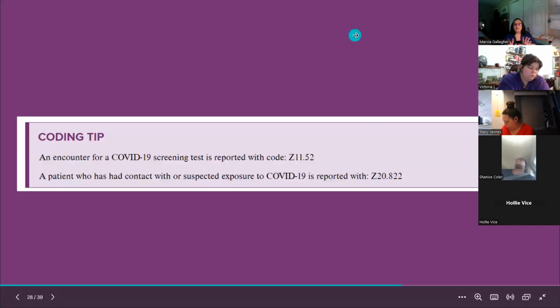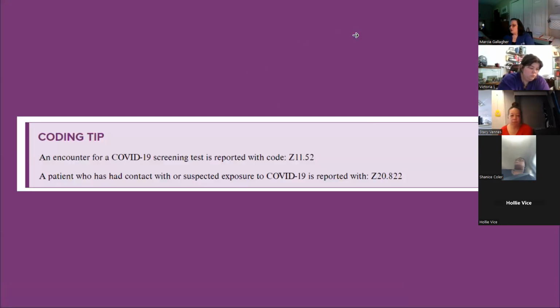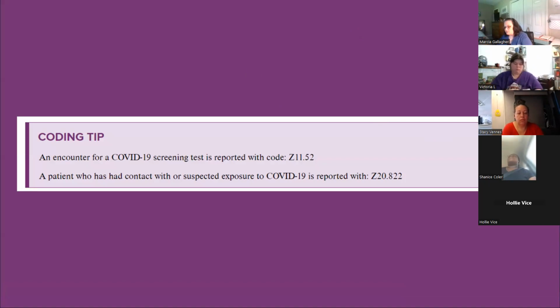All right, I want to give you a tip. I don't know if you have any little tabs that you bought or not, but I want to talk about a couple of codes. Go to Z11.52. Z11.52. Found on page 1625.